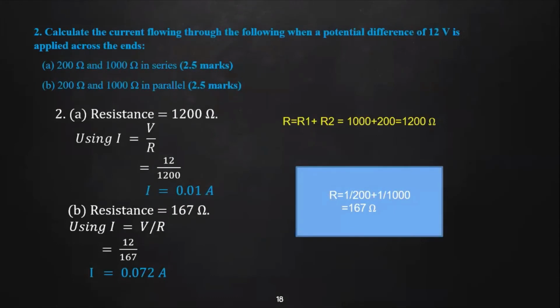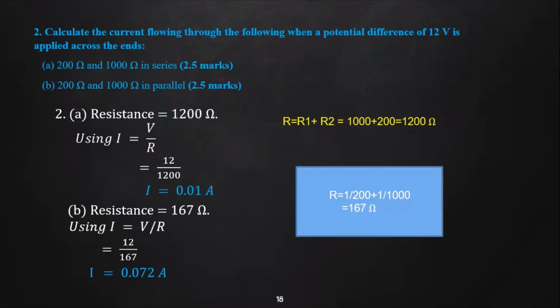Now moving on to question 2. The total voltage is given as 12 volts and we are supposed to find the current in series and in parallel circuits. Before finding the current, we can find the total resistance.